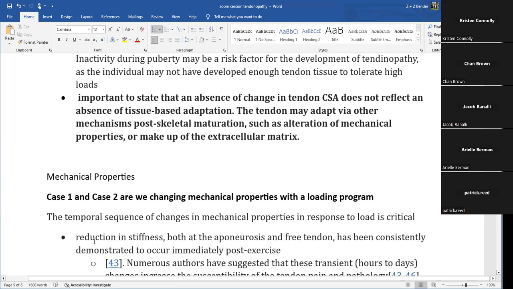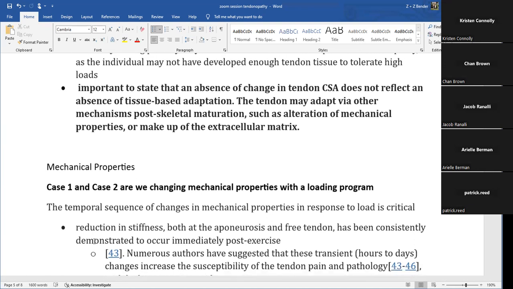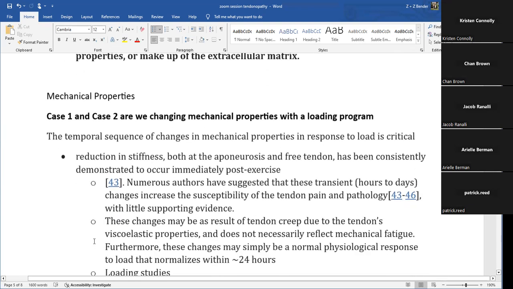And again, it's important to state here that the absence of change in tendon cross-sectional area over life does not reflect the absence of tissue-based adaptation. There's going to be tissue-based adaptation. The tendon adapts through a different mechanism, perhaps cellular matrix and other things they're looking at, as properties, not just the cross-sectional area of the tendon.